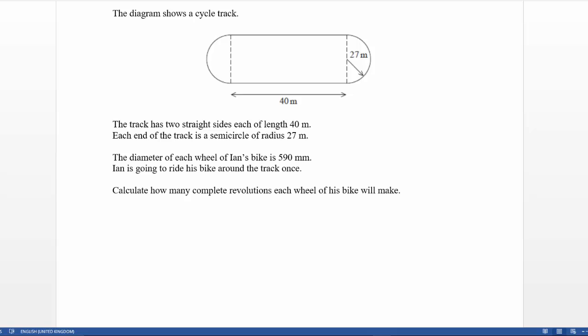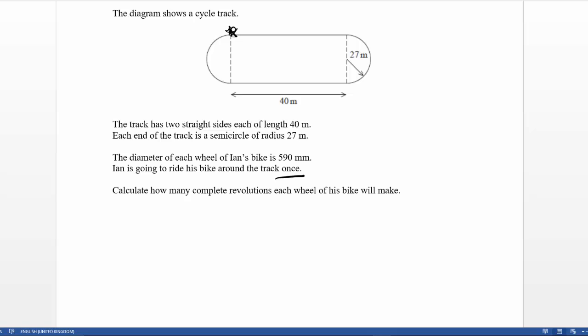The diameter of each wheel on Ian's bike is 590 millimeters. Ian is going to ride his bike around the track once. So he's going to start maybe here and he's going to finish there as well. So let's put a star here. Okay.